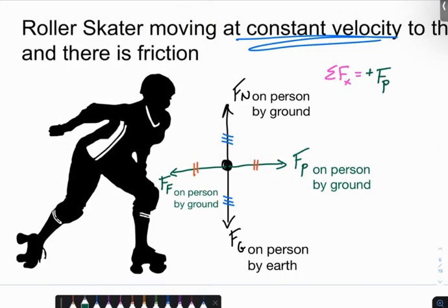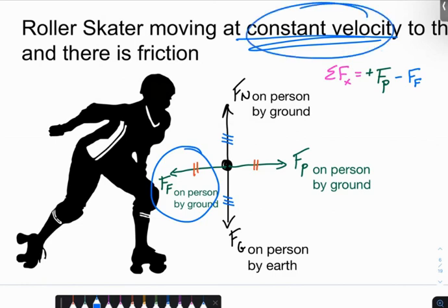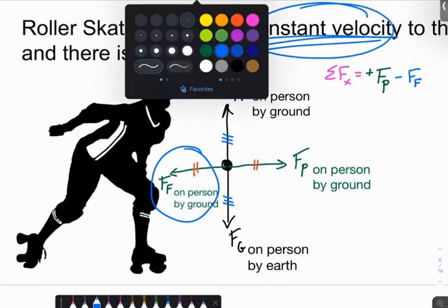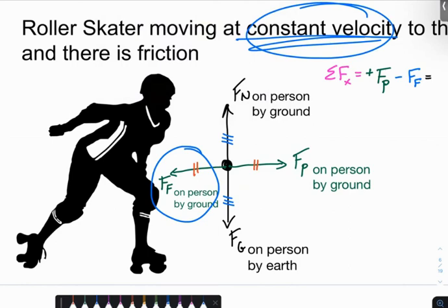And I'm going to have minus frictional force, because frictional force is going to the left. So minus frictional force. And again, there's constant velocity. Constant velocity means that my acceleration is 0. So I'm going to write equals ma, and then I'm going to say acceleration is 0. So I get my push minus my frictional force is equal to 0.